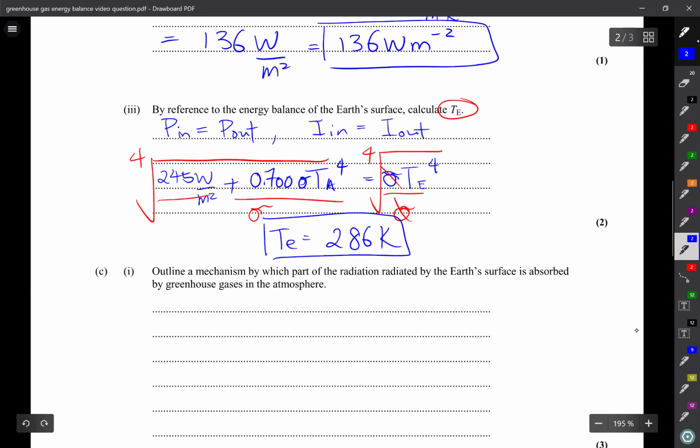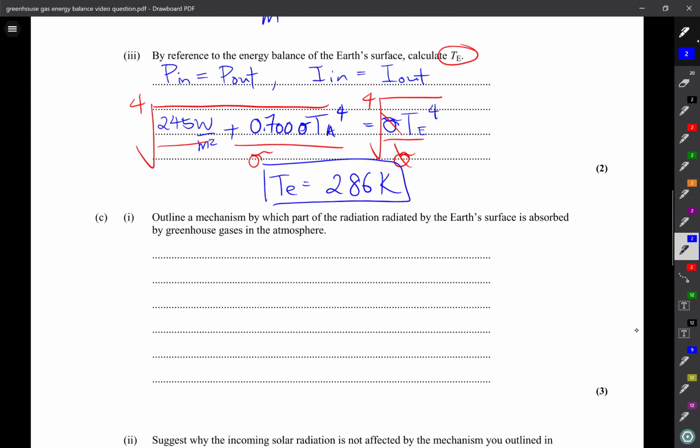Okay, next one. This is more written. Outline a mechanism by which part of the radiation radiated by the Earth's surface is absorbed by greenhouse gases in the atmosphere. So we need a mechanism, we need which part of the radiation, and we're talking about greenhouse gases. So we do have to say what kind of radiation, which means knowing that the Earth re-radiates the power from the sun back in the form of infrared.